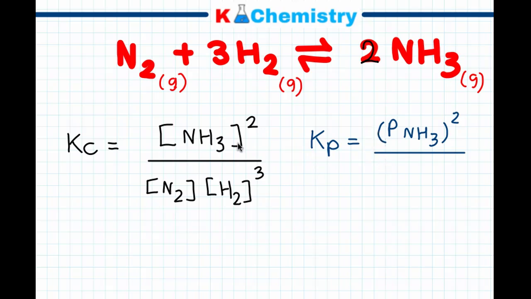So I will write it here as P N2 gas, and then I multiply by the pressure of hydrogen gas to the power of 3.